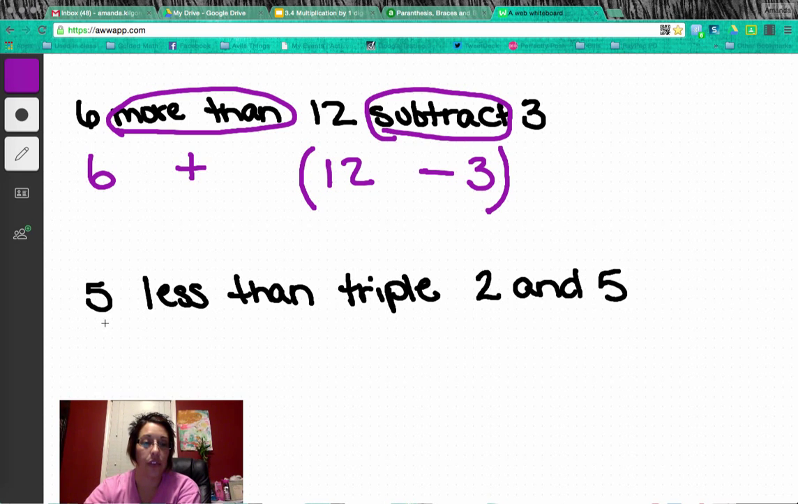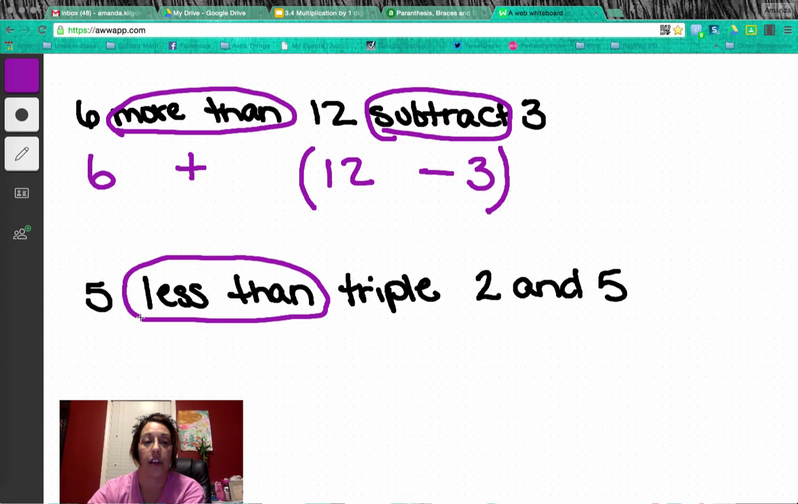Let's look at the next one. 5 less than triple 2 and 5. 5 less than, that tells me it's going to come later in the problem. Less than and more than typically go someplace near the end of my work. Less than is subtraction, but it's a 5 less than. That means I'm going to have to subtract 5 off of whatever I have to do first. So that subtract 5 needs to go at the end.